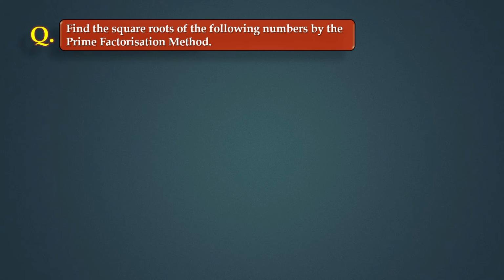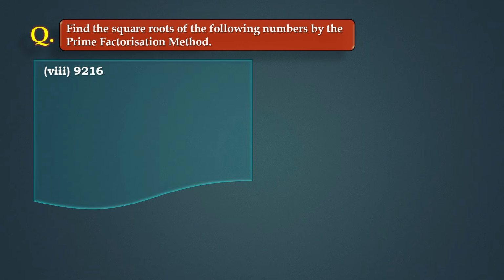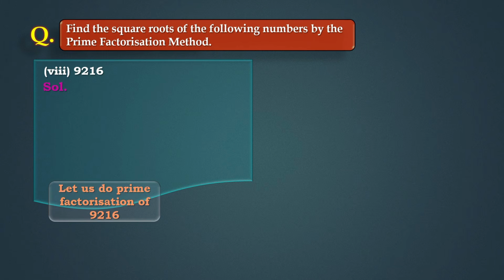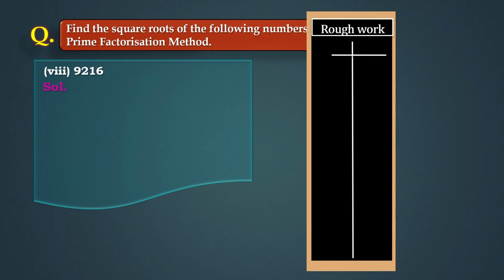Now students, let us solve another example using the prime factorization method. We are given the number 9216. First, we will find its prime factors. We begin dividing the number by the smallest prime number, which is 2, again and again. 9216 divided by 2 gives 4608. 4608 divided by 2 gives 2304. 2304 divided by 2 gives 1152.